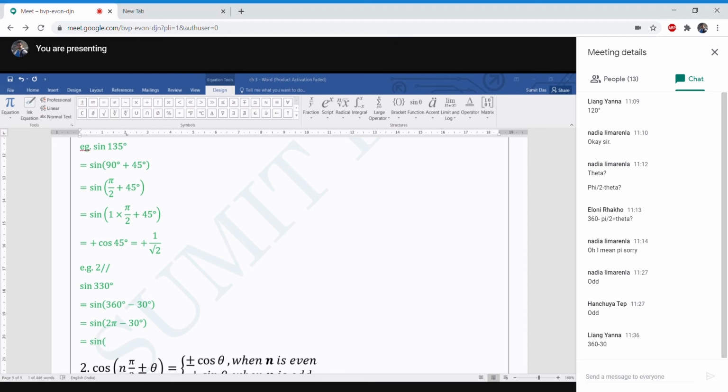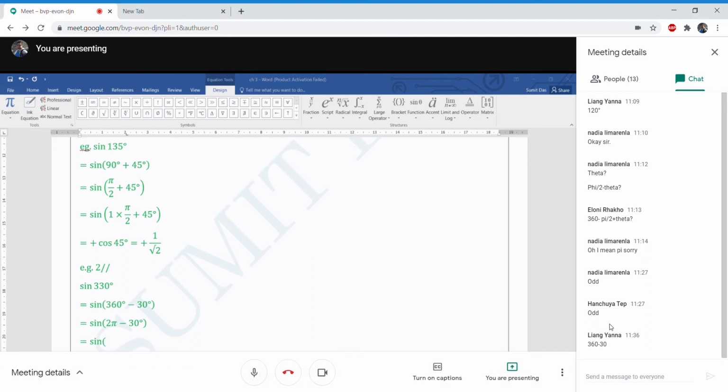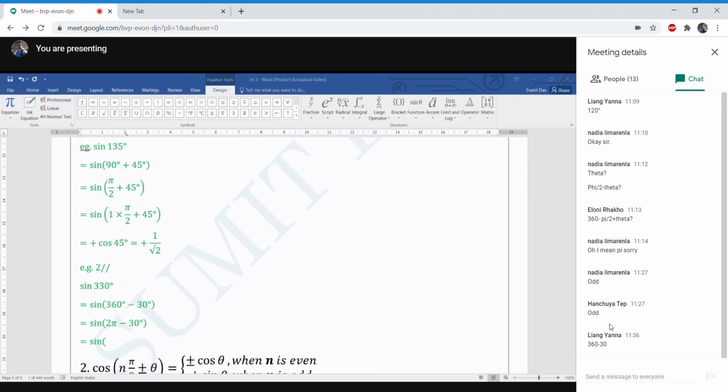What is the value of n? Is that odd or even? Fast. The value of n here, we can see this, we are writing like 2 pi minus 30 degree, right? So what is the value of n?